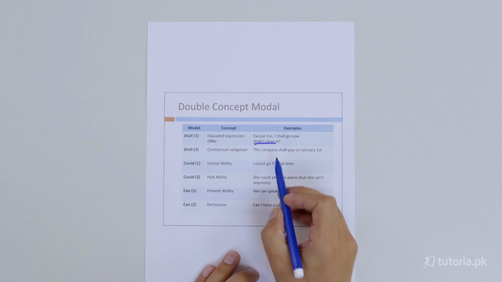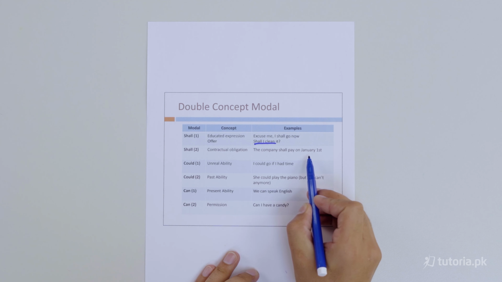Shall can also be used to express contractual obligation. For example, the company shall pay on January 1st. From this example, we can easily assume that it is the contractual obligation of the company that they must pay their employees on January 1st. The next word is could.